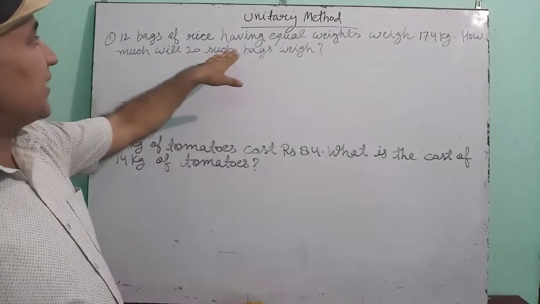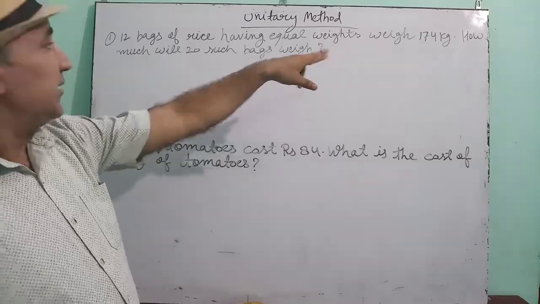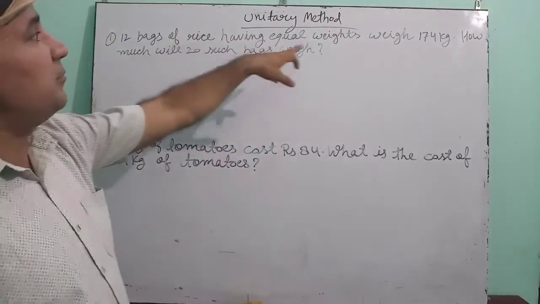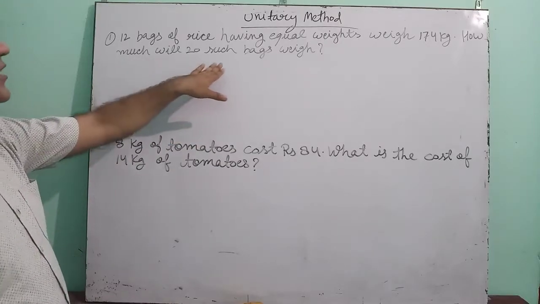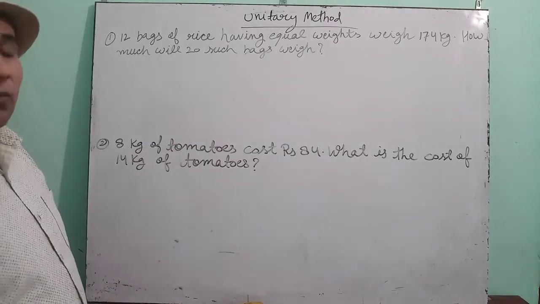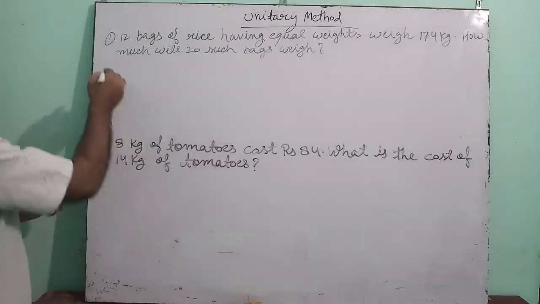12 bags of rice having equal weights weigh 174 kg. Means weight of 12 bags is 174 kg. Then how much will 20 such bags weigh? What will be the weight of 20 such bags? We have to find. See here.